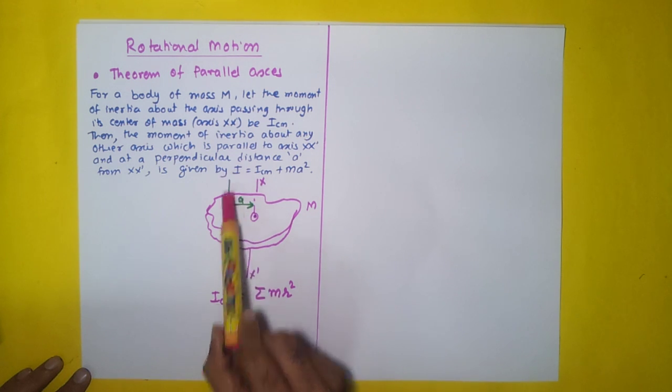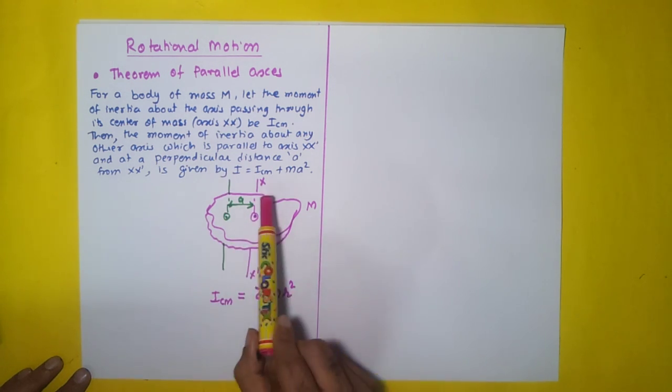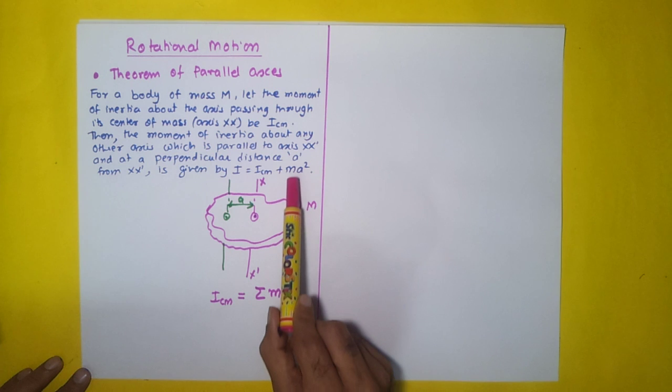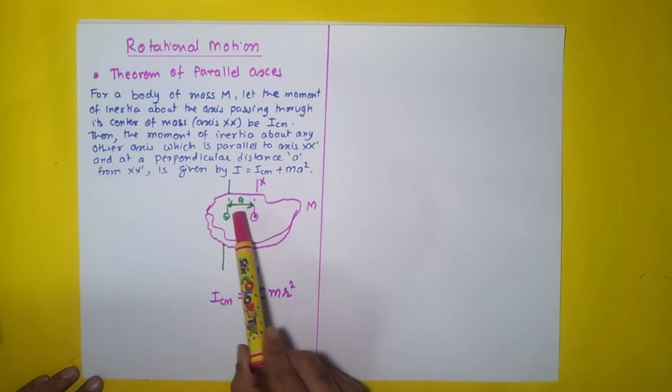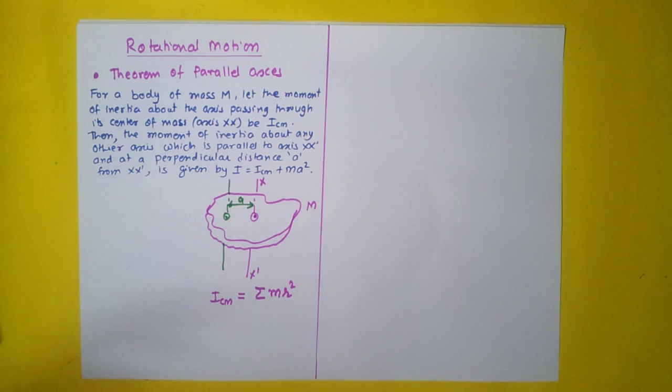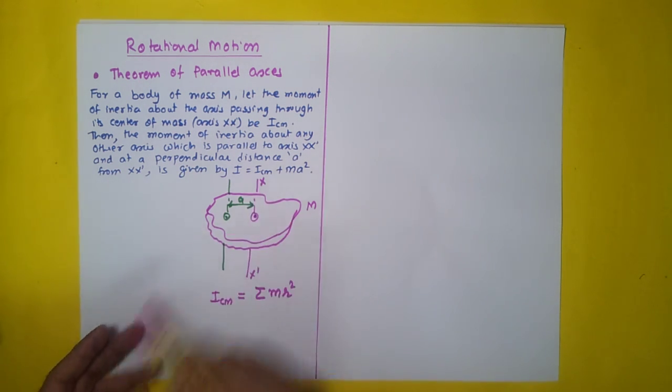So the moment of inertia about this axis, I, is ICM, which is sigma m r square, plus m a square, where m is the total mass of the body and a we know is the distance between the two axes. So this theorem helps us find out the moment of inertia of an object about any other axis apart from the axis passing through the center of mass. So let us try to see how this equation has arrived.